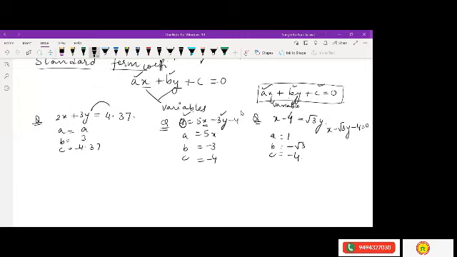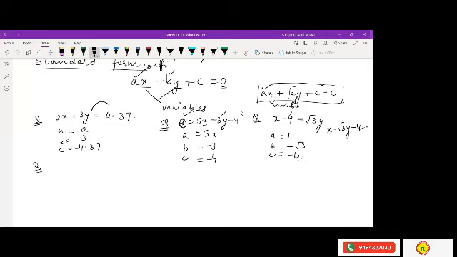Ma'am, what will the value of 0 be if it's there in the question? Value of 0? 0 has no value. Ma'am, I got confused. No, it's nothing. The standard equation is like this.